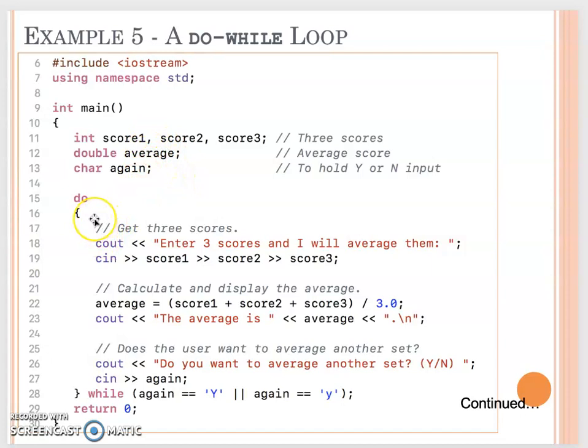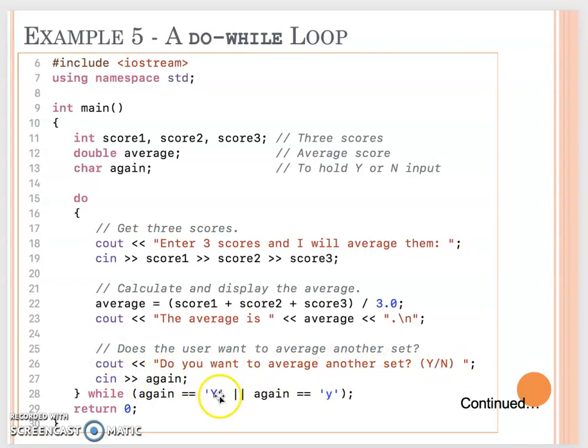This one will be the best for the do while loop because at least I need to ask the question one time. So you see here, I say out, please enter 3 scores. Then you do one by one, then you calculate the average and display the average. Then you ask the user, do you want to have another average again? So you read the again.